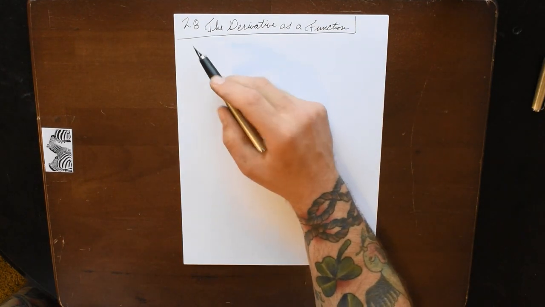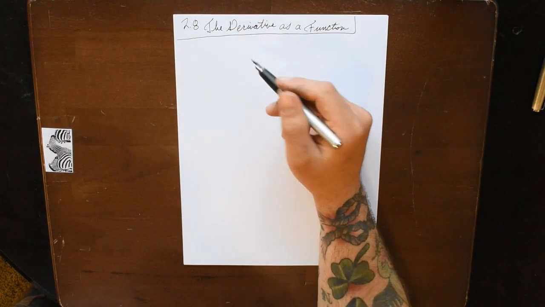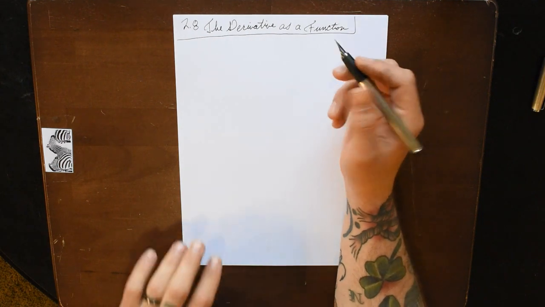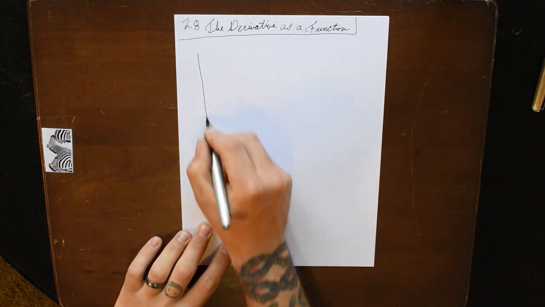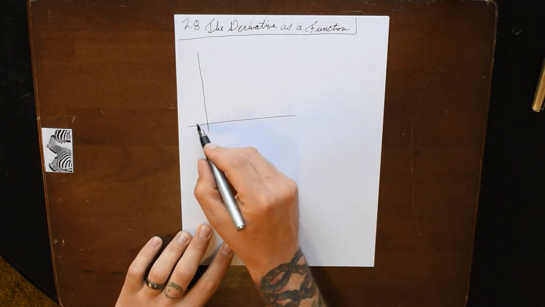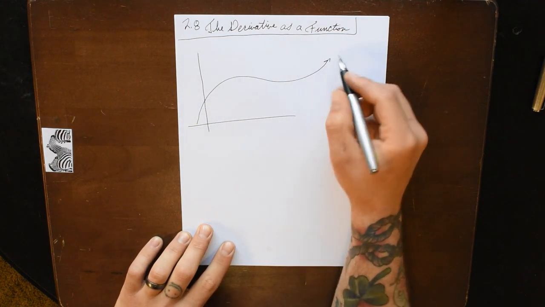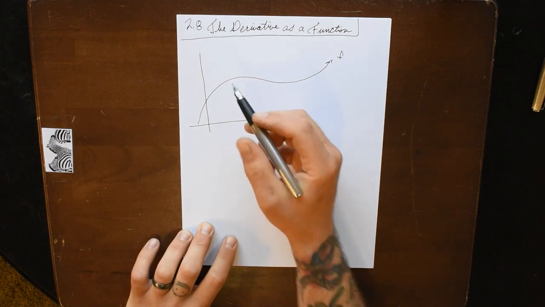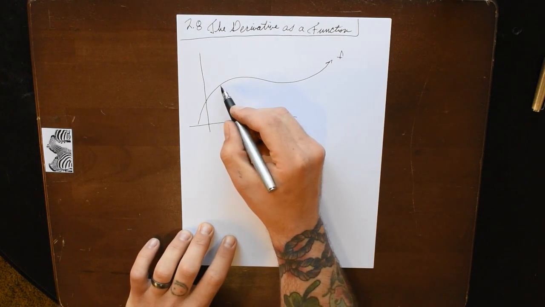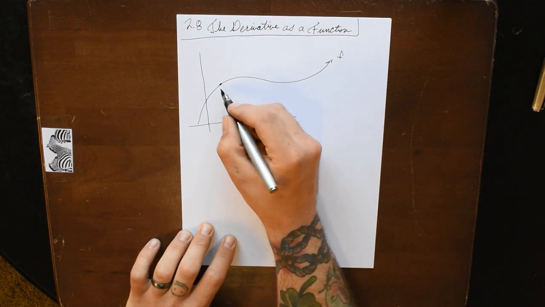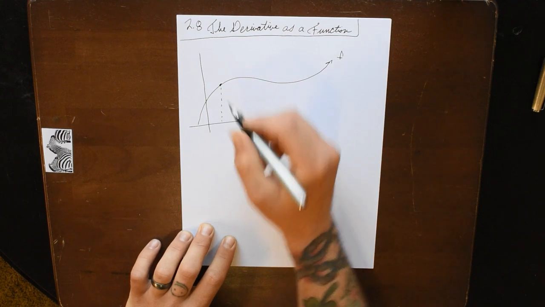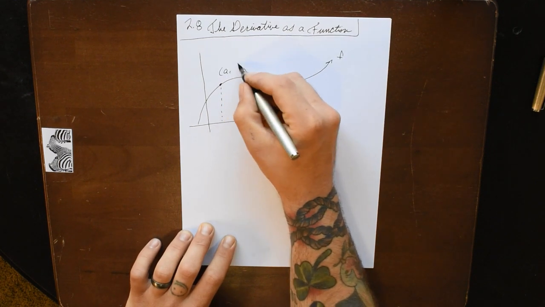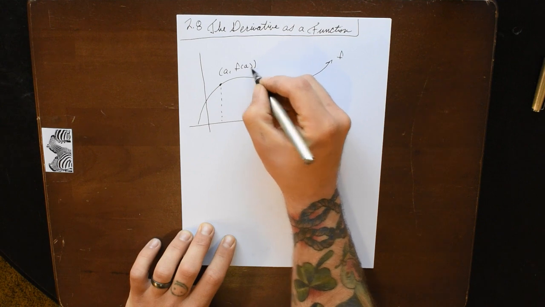Hey everyone, in this video we're going to go over section 2.8, the derivative as a function. From last time, what we were doing is, given some function f, we were trying to find the equation of the tangent line to the function f at some point a, f of a.